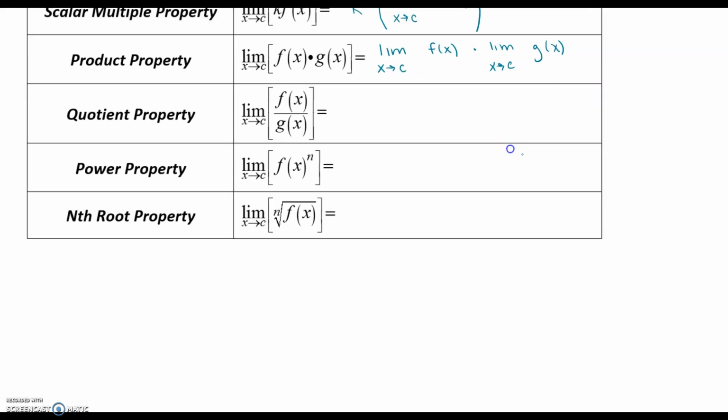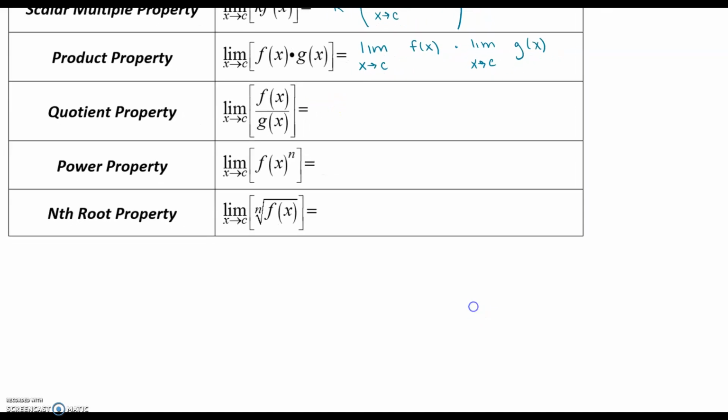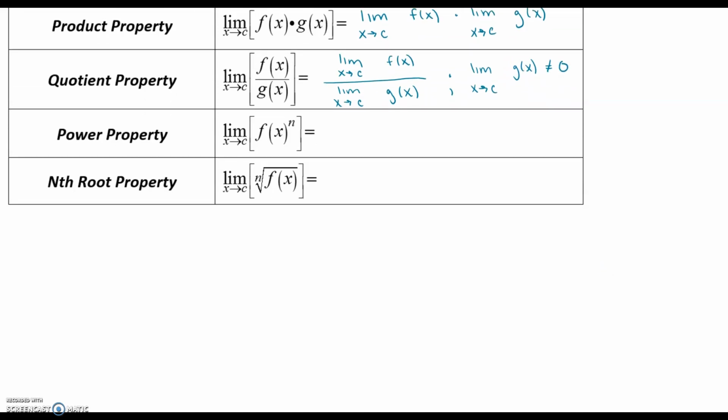The limit of the quotient can be broken up to the limit as x approaches c of f of x divided by the limit as x approaches c of g of x. Now this one has an extra little bit, and hopefully you can see where I'm going. The limit as x approaches c of g of x, because it's in the denominator, cannot equal 0, or else we run into some issues.